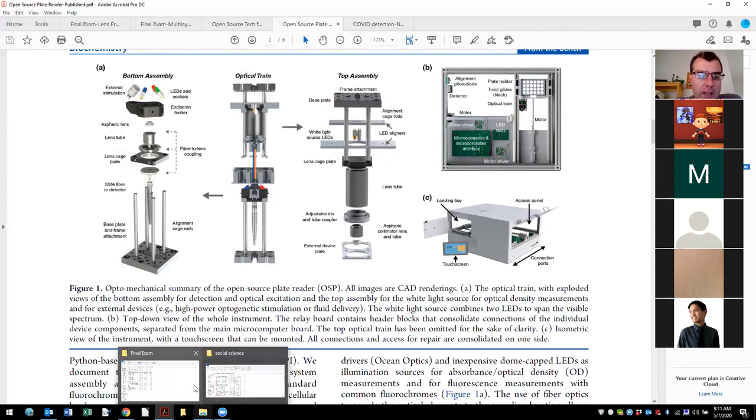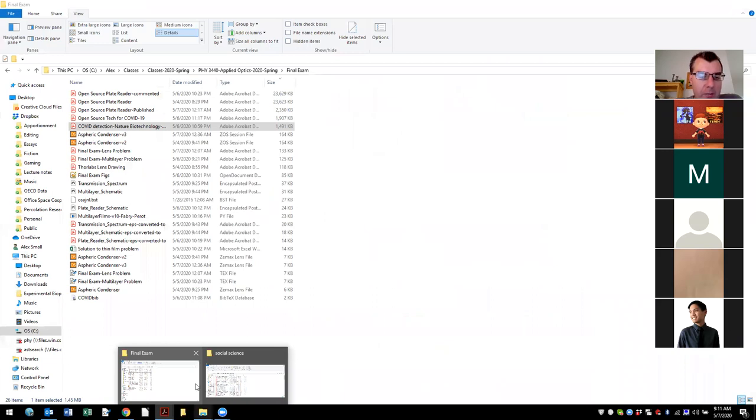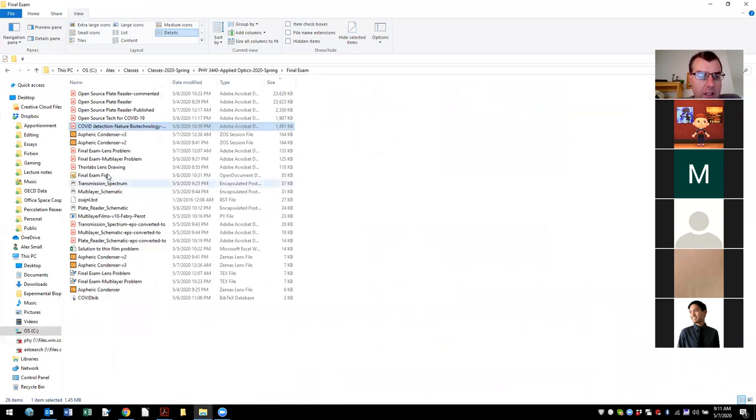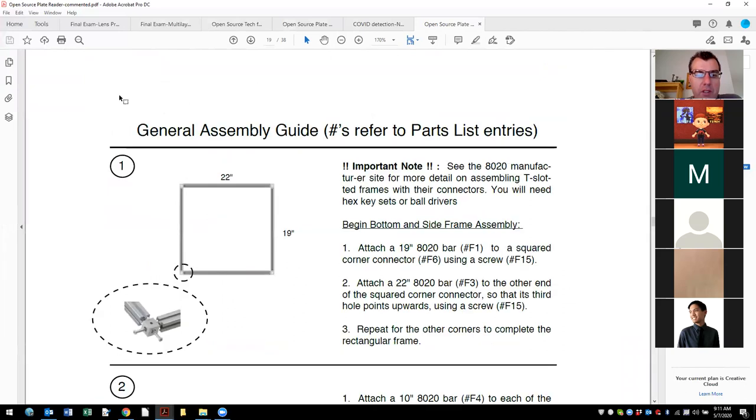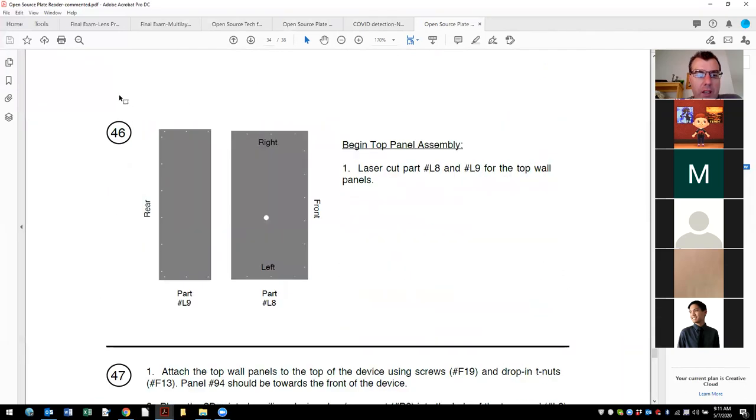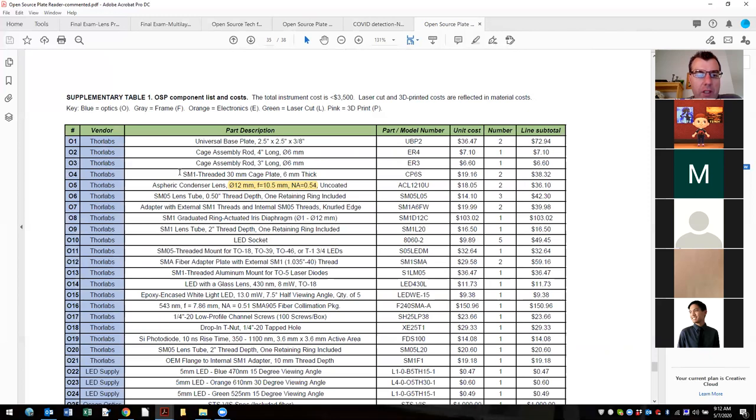And that lens, if you look at the product specs, which are available in the supplementary materials, they tell you who they got this lens from. They got it from Thor Labs. It's part number ACL1210U.